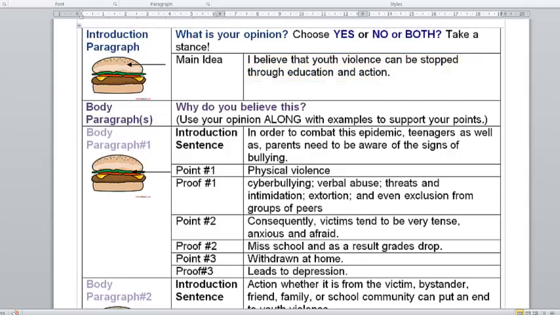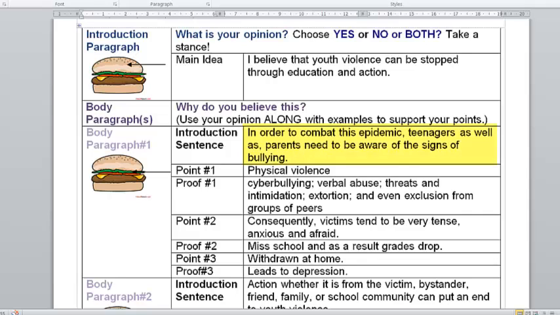Can you spot what the 2 body paragraphs will be about? That's right. The first one is about education and the second is about action. Let's look at body paragraph number 1. Why do you believe this? Use your opinion along with examples to support your points.